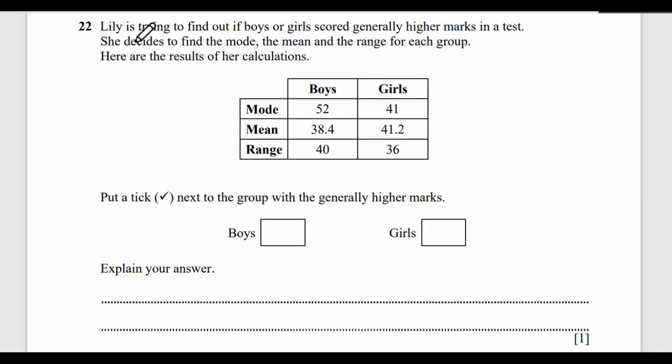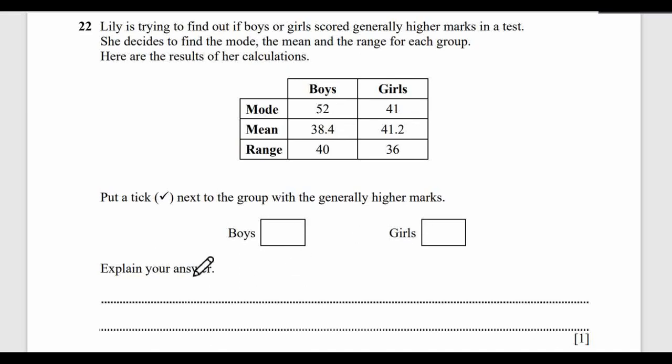Next, question 22 says Lily is trying to find out if boys or girls score generally higher marks in the test. She decides to find the mode, the mean, and the range for each group. Here are the results of her calculation: boys, girls; mode, mean, range. Boys: mode 52, mean 38.4, range 40. Girls: mode 41, mean 41.2, range 36. Put a tick next to the group with the generally higher marks. Is it boys or girls? And explain your answer. 10 seconds.